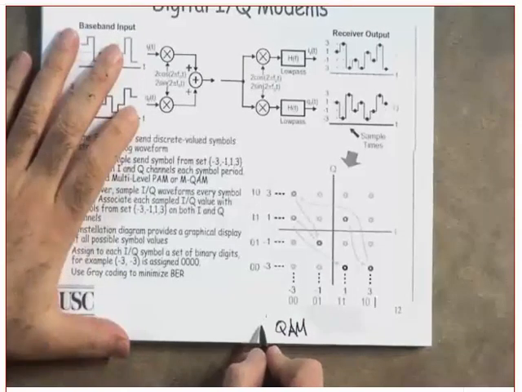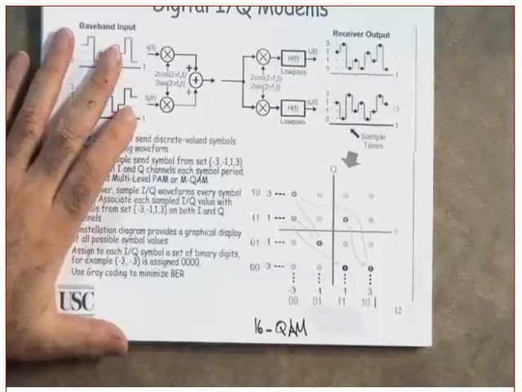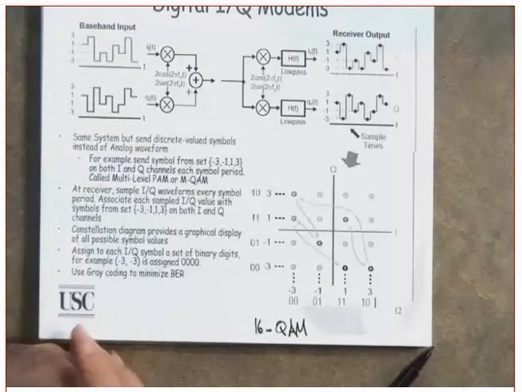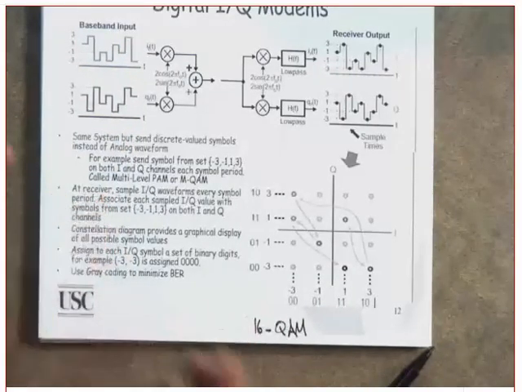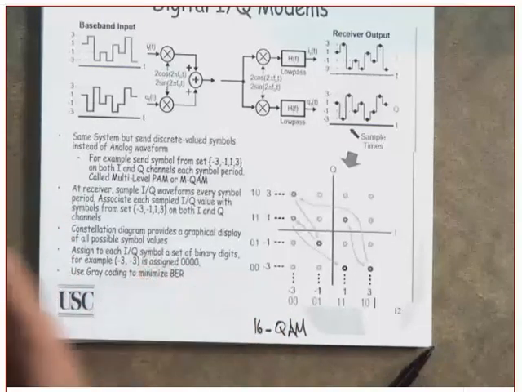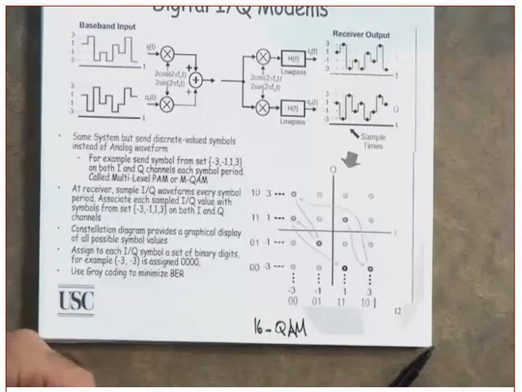What is this, by the way? What QAM? 16 QAM. 16 QAM means what? We have 16 levels. Notice, by the way, when I say 16 levels, does not mean what? 16 amplitudes. Did you get this or not? It's a combination of what? Amplitudes and what? Phases. Are you following me or not?